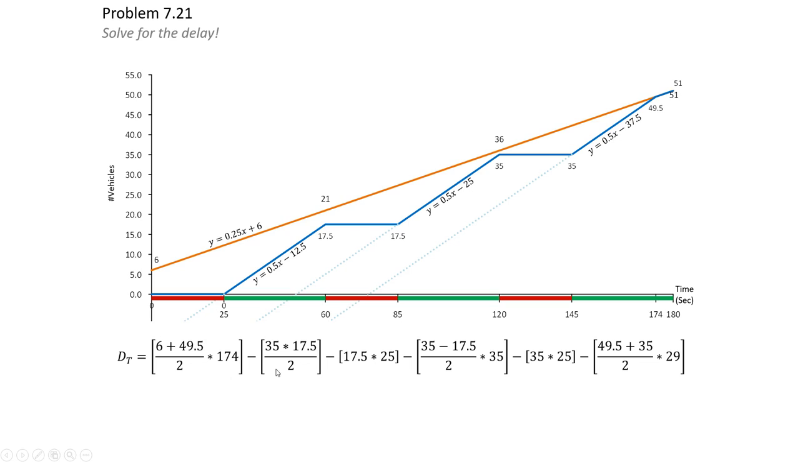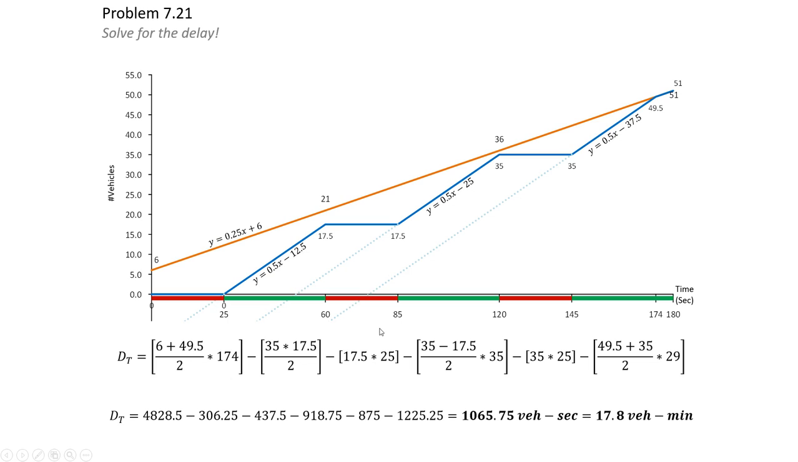Now the next terms. So now this is 35 seconds long. It goes from 0 to 17.5. So we're just going to carve out that triangle of time. So that's this. Then we're going to carve out this rectangle of time, which is 17.5 tall by 25 long, right? Then we carve out this next trapezoid. Then we carve out this rectangle. Then we carve out the final trapezoid right through there. So now we're left with just the area between the orange and the blue lines. And if we solve that, we end up with 1065.75 vehicle seconds of delay.